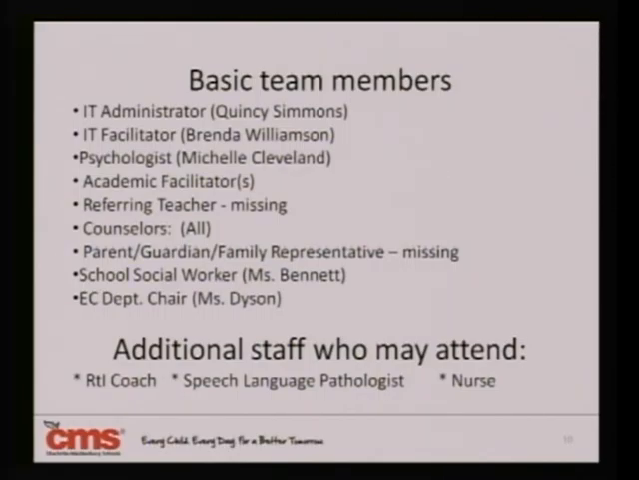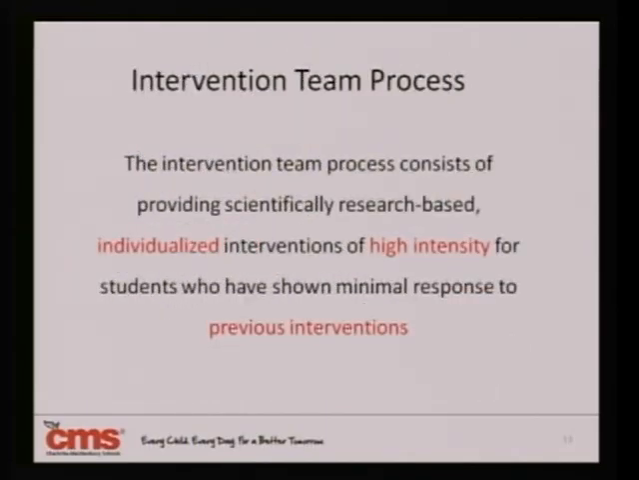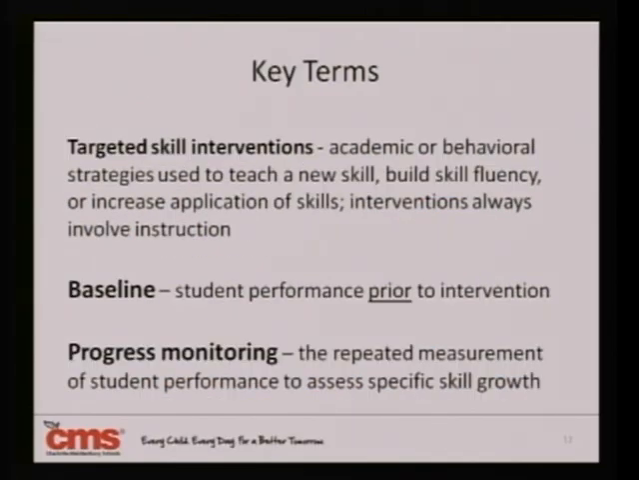The intervention team process at the Tier 3 level. The goal of the intervention team, once we finally do accept the actual referral, is to provide scientifically research-based individualized interventions of high intensity for students who have shown minimum response to previous interventions at the Tier 2 and Tier 1 levels. Key terms. The key terms are targeted skill interventions, baseline data, and progress monitoring.